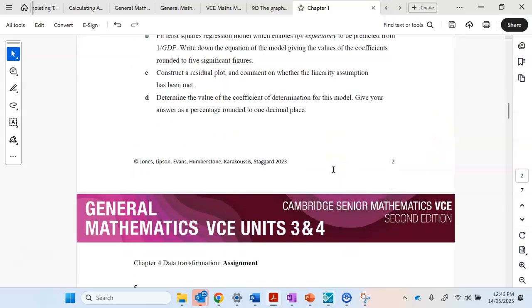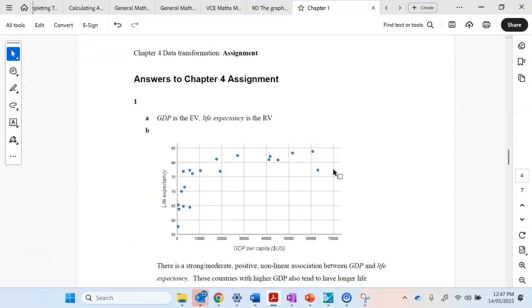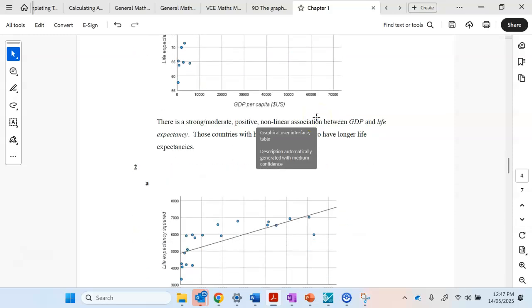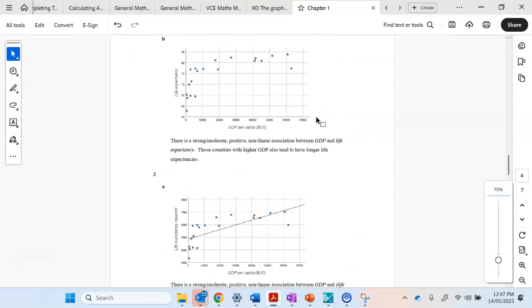All right, so if I just scroll down, because I did check my answers with the answers on here. All right, so there's our original scatter plot. And if we compare it to the other one, see, it does look pretty much the same. It's just the axis has changed. All right, so we can see that. So we changed the axis from life expectancy to life expectancy squared.